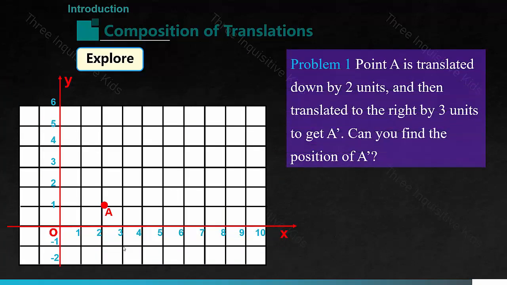Here we have point A. Point A is translated down by 2 units and then translated to the right by 3 units to get A prime. Can you find the position of A prime? First, you just go down by 2 units and then go to the right by 3 units to get 5, negative 1. This is where A prime should be.